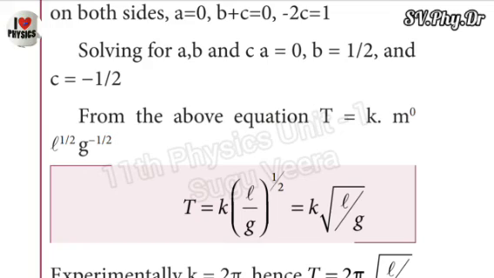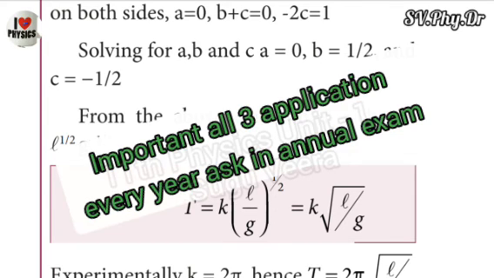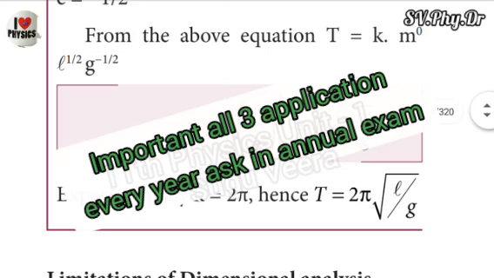Rearranging this equation, T equals k times L divided by g whole power of 1 by 2. Already we know that power 1 by 2 is the root value. So we get T equals k root of L divided by g. Experimentally k equals 2 pi, hence T equals 2 pi root of L by g. All these applications are very important and asked every year in the annual exam. So study all these parts well.